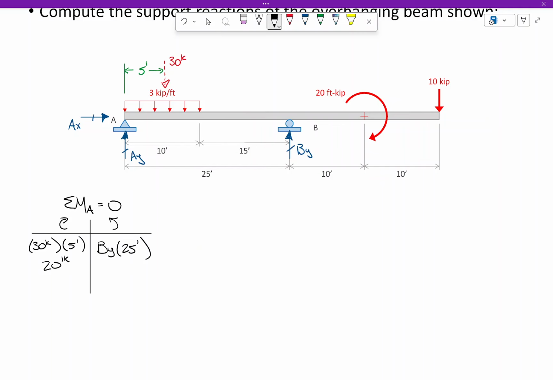Did I forget anything? Yeah, the 10 kips, times the moment arm of 45 feet. And that's it. So 30 times 5 is 150, and 10 times 45 is 450. So 150 and 450 is 600. 600 plus 20 is 620 foot kips.